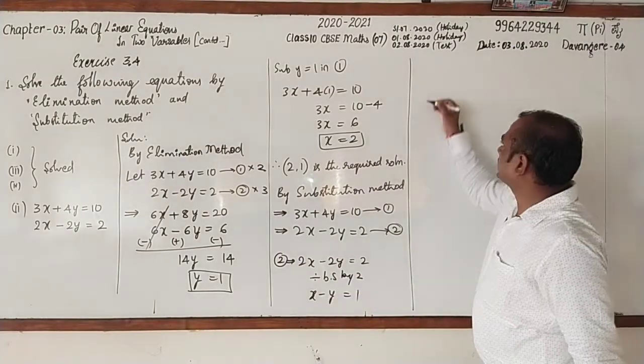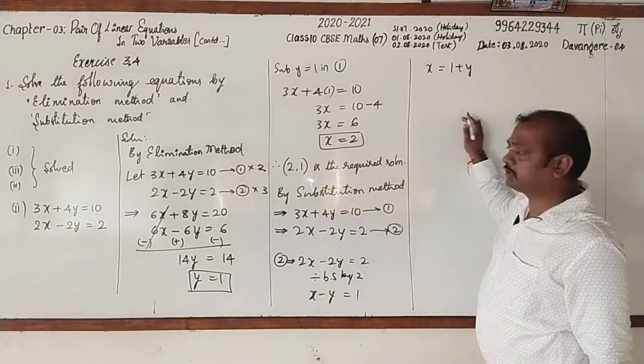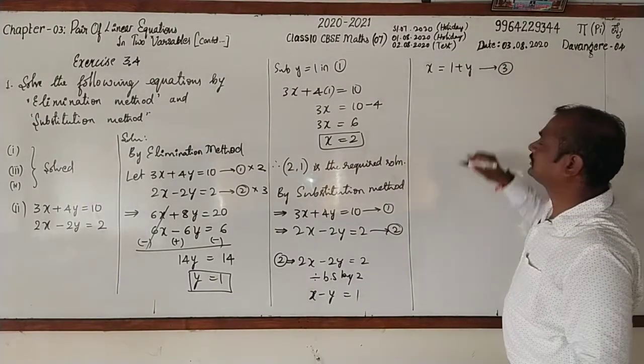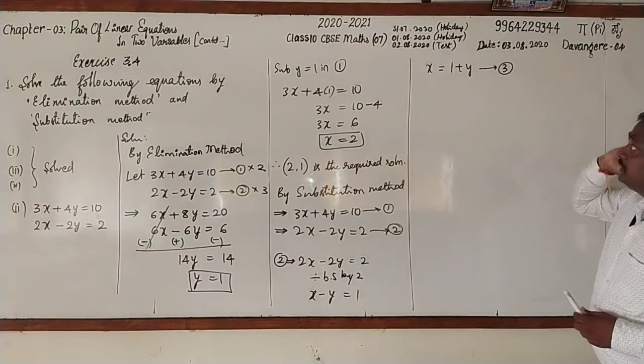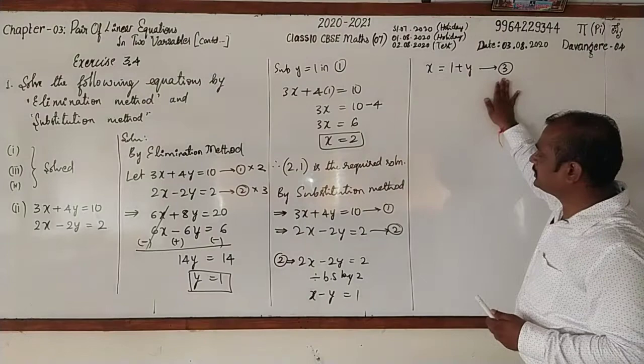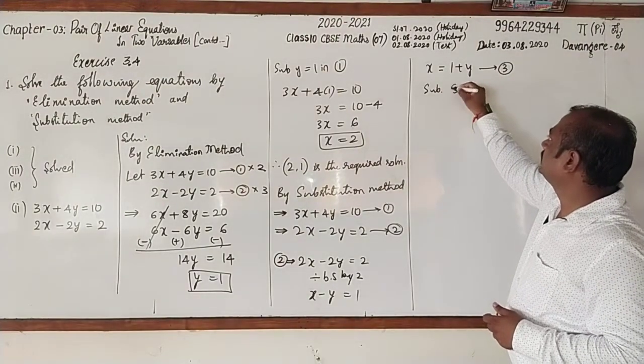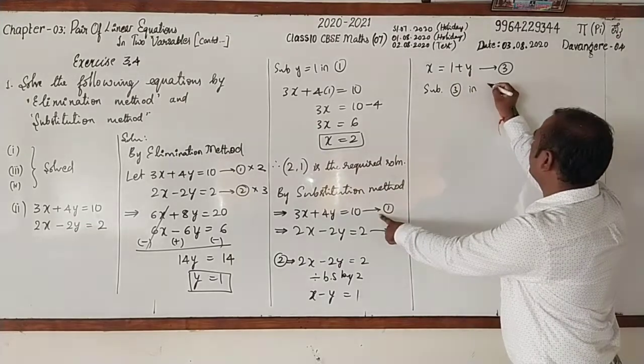Let me solve for x. x is equal to 1 plus y, is it not? You may call it the third equation. Equation 3 is obtained from equation 2. Hence, it should be substituted in 1. Here I will write, substitute equation 3 in 1.